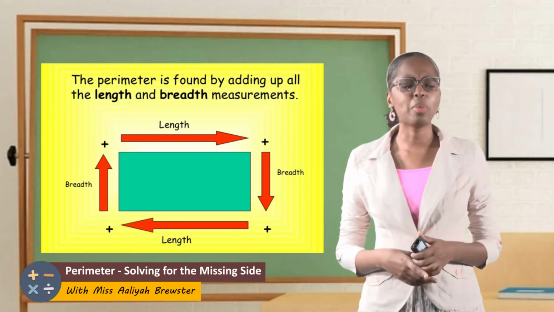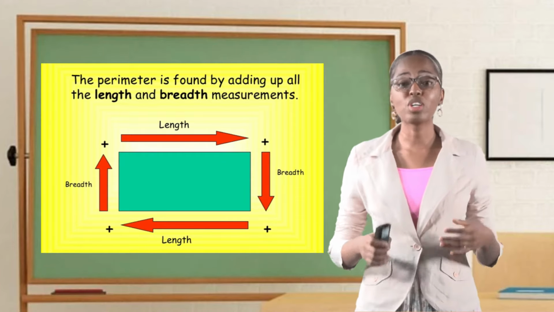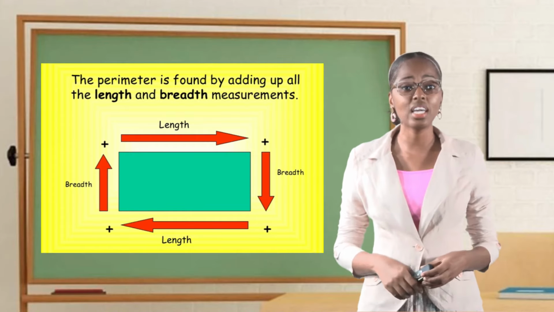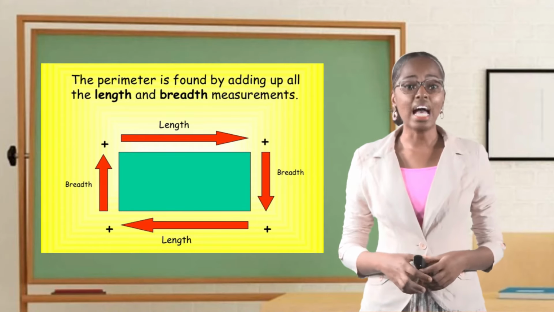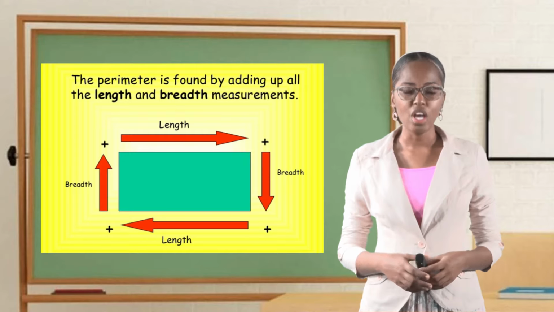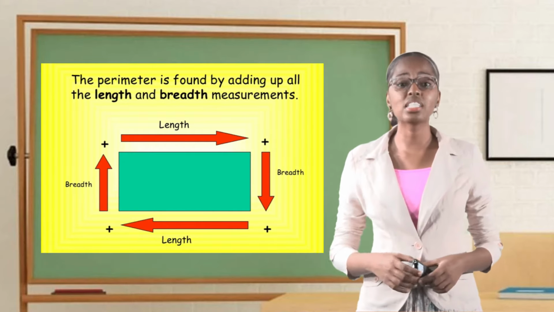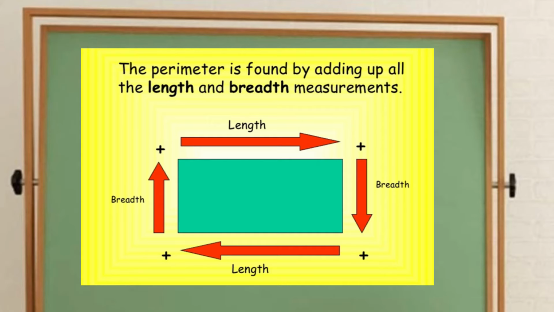How do we calculate perimeter? Perimeter can be found, of course, by adding all the sides, or some persons like to say, by adding the length and the breadth of the shape. For example, if you have a rectangle, remember a rectangle has two long sides, two parallel lines that run horizontally, and then it has two short sides, which would be two vertical parallel lines.